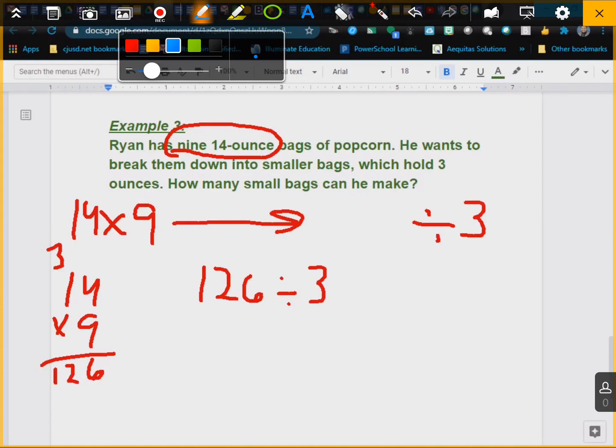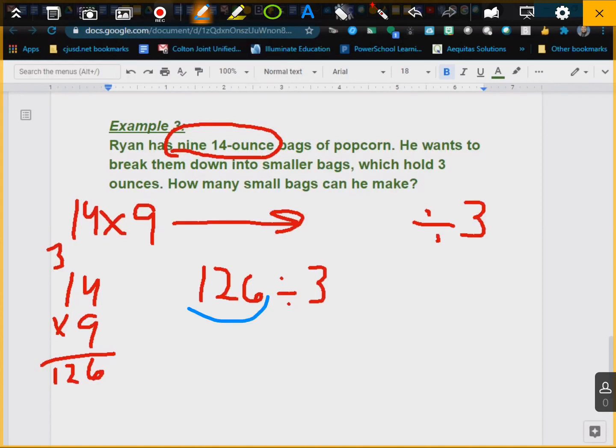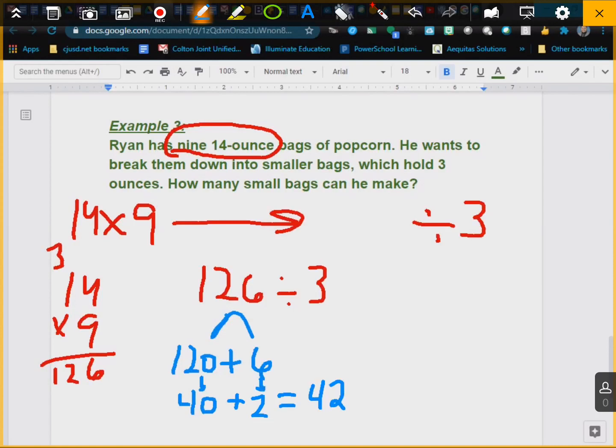But here's something. I see that this is 1 and 2, right? 126. I see that this is the same as 12, or 120. So why don't we do 120 plus 6? And I know, since 3 times 4 is 12, 3 times 40 is going to be 120. And 3 times 2 is going to be 6, which gets us 42. So do you see how I did that?